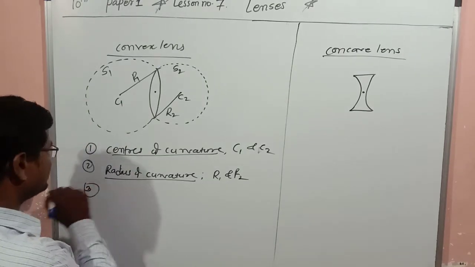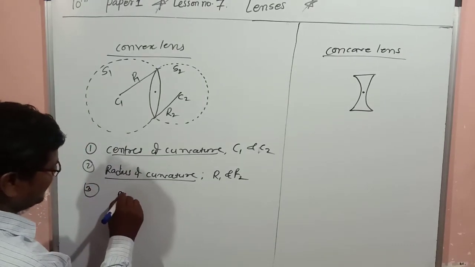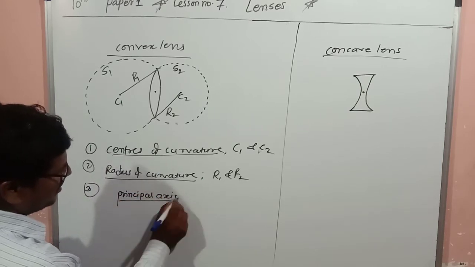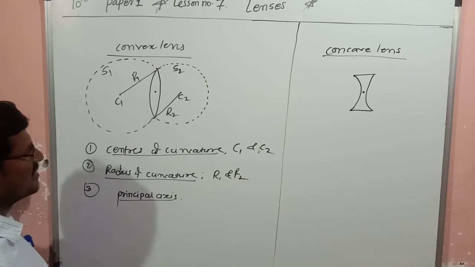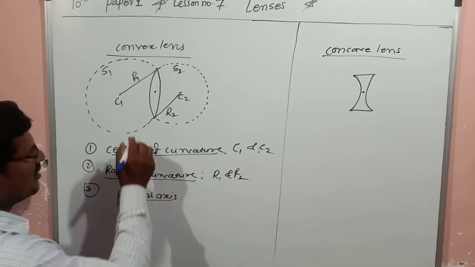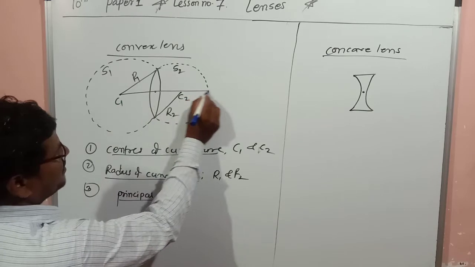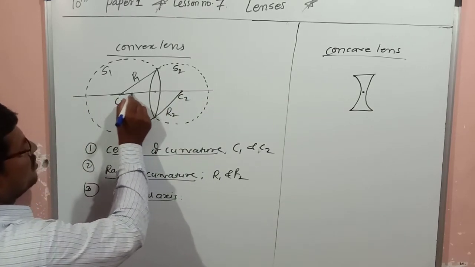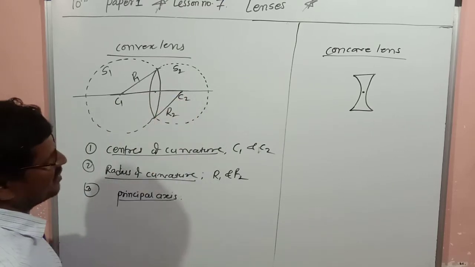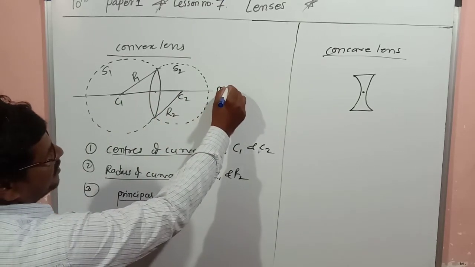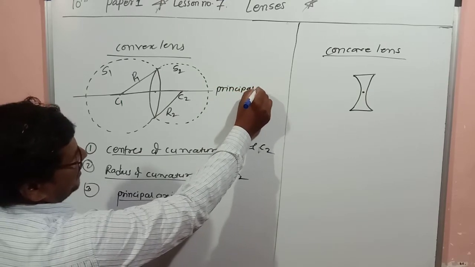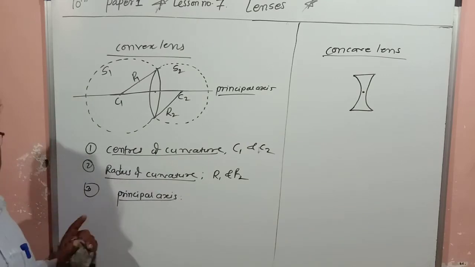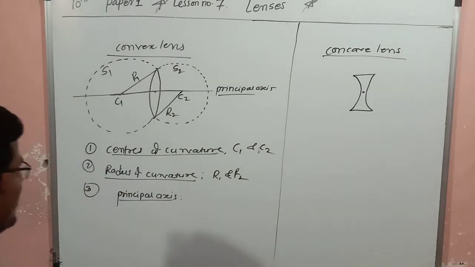Third one is the principal axis. The principal axis is the straight line joining the two centers of curvature, or the straight line passing through the two centers of curvature. You are saying this one is the principal axis. It is joining C1 and C2, the two centers of curvature.